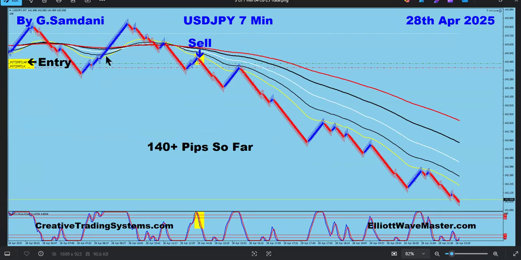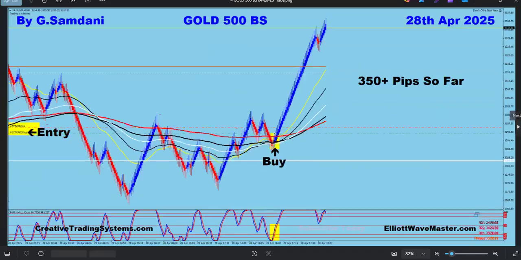Here, it never gave me the short. Here, it gave me the short. Here, it took the entry, and this was an entry. This was an entry. All of this, right? 140 pips here. The next trade we will see is the gold for 350.